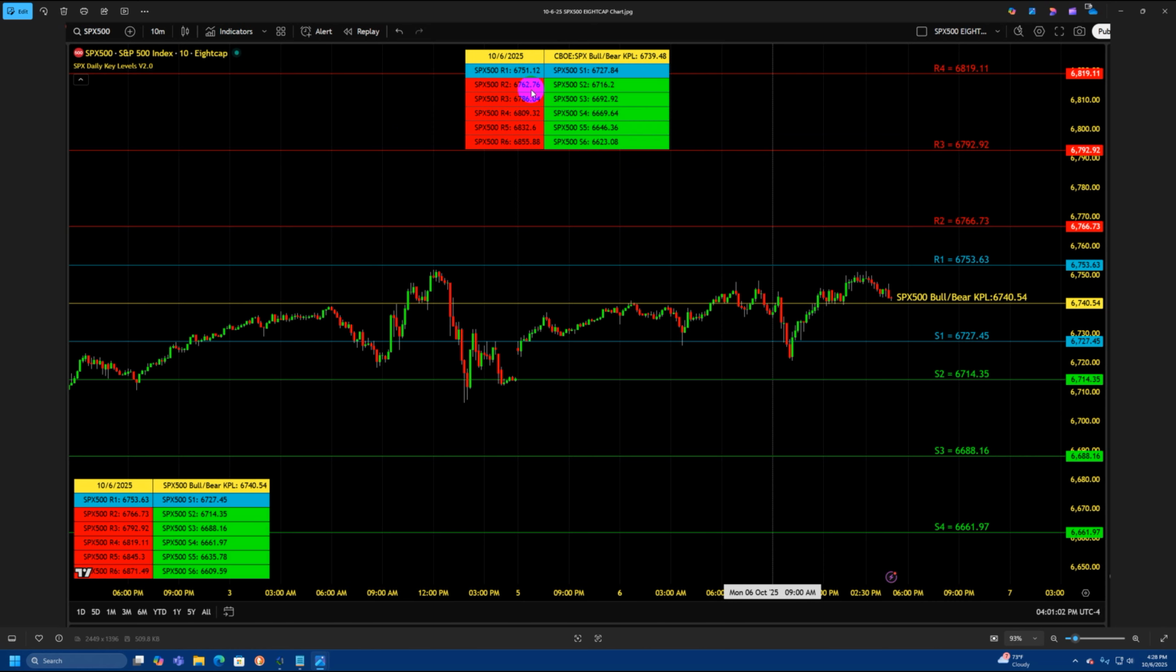So when I go back to the other chart here, you'll see that these levels, the bull bear KPL of 67, 39, 48, and all these other levels, are the same levels that appear on your CBOE SPX chart at 9:30.